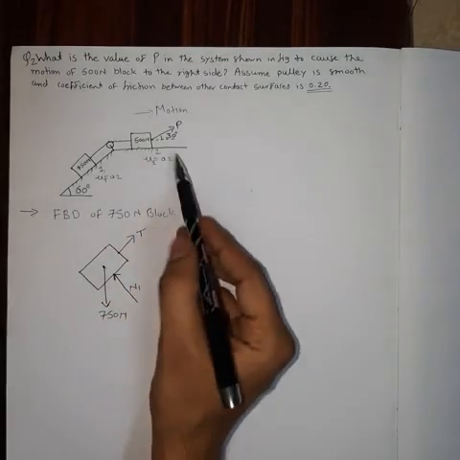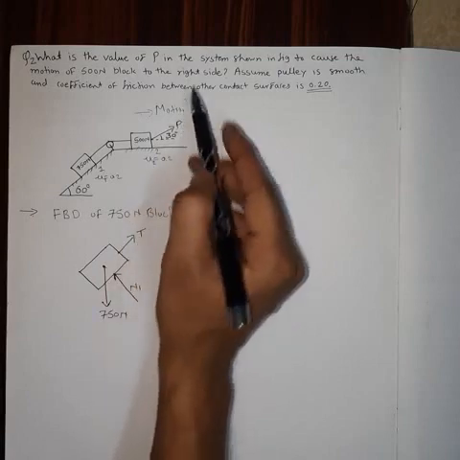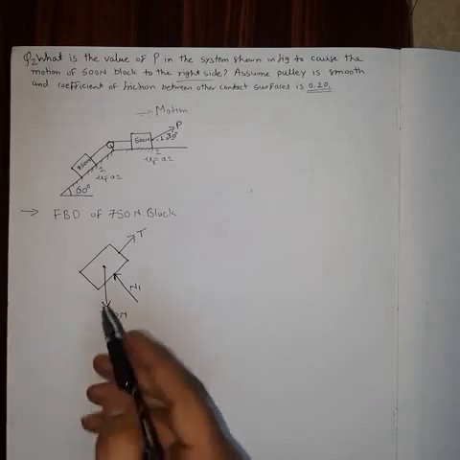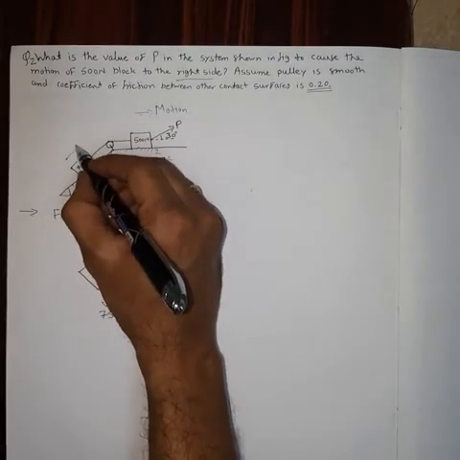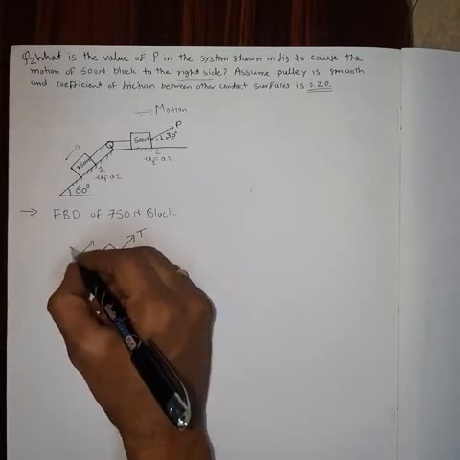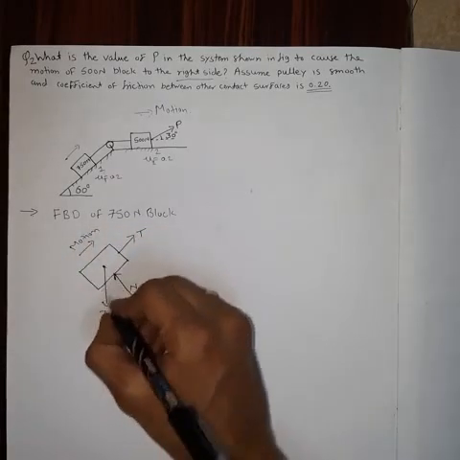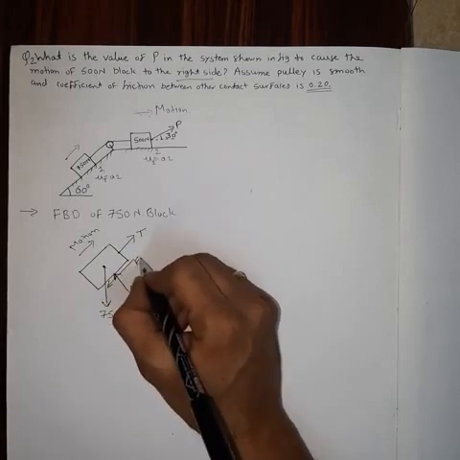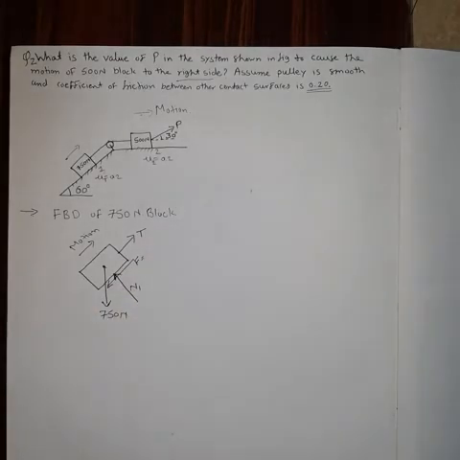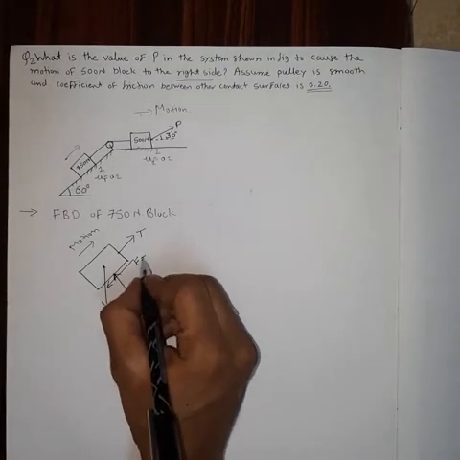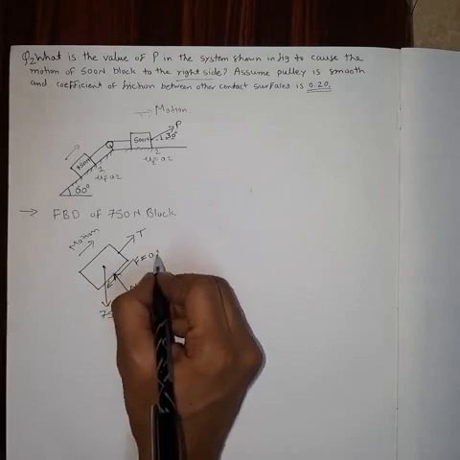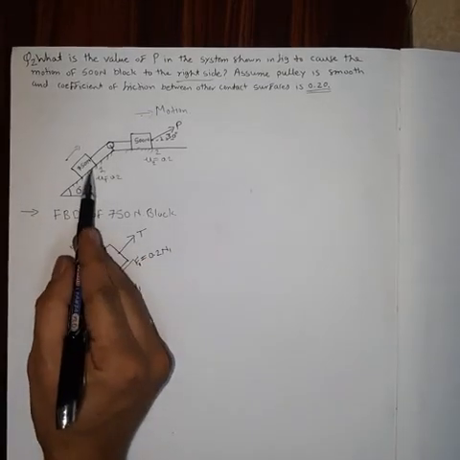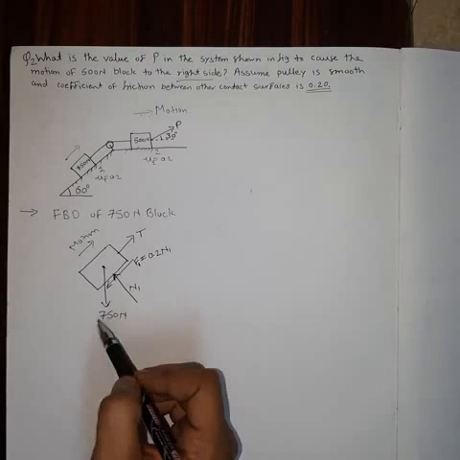Now when this 500 Newton block is moving towards the right side, as given in the question itself, this 750 Newton block will move upward, so this will be the direction of motion. The friction force will be opposite to that, towards the left or downward. Again the fundamental property: F is equal to mu into N. The limiting frictional force is equal to the coefficient of friction 0.2 multiplied by the normal reaction. So F1, the friction force at contact surface 1, will be equal to 0.2 into N1.